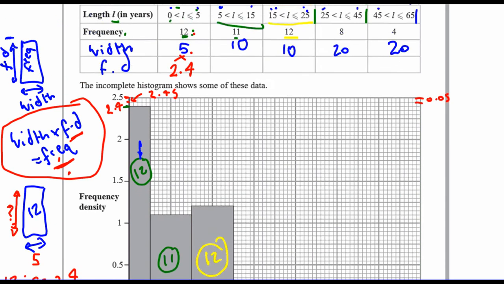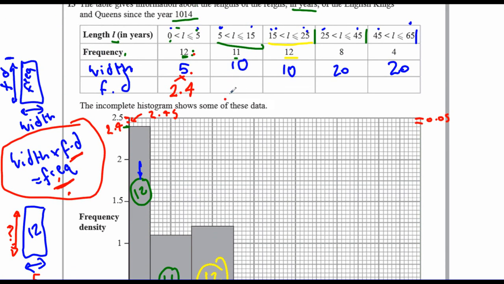Okay, next one is going to be something here times 10 to give you 11. Well, it's going to be 1.1. You can get that by doing 11 divided by 10. Here, 1.2. Next one I'm going to do on the calculator, which is going to be 8 divided by 20 to give you 0.4. You could divide by 2 and then divide by 10. So 4 divided by 20 is going to give you 0.2. Okay, so this is how high up each one of your bars has to go.